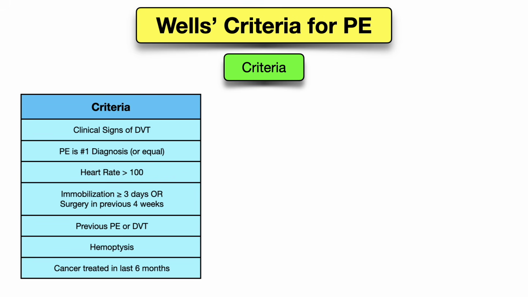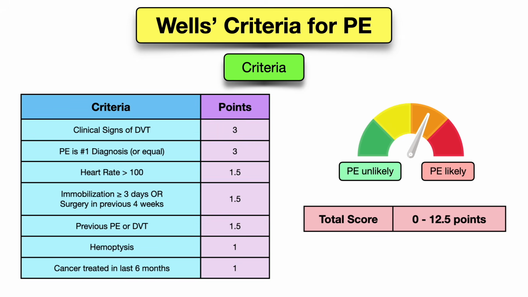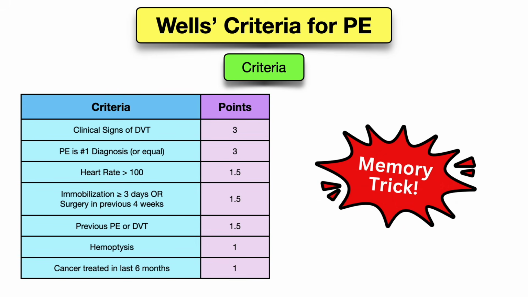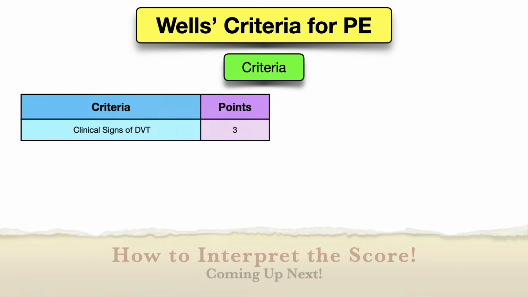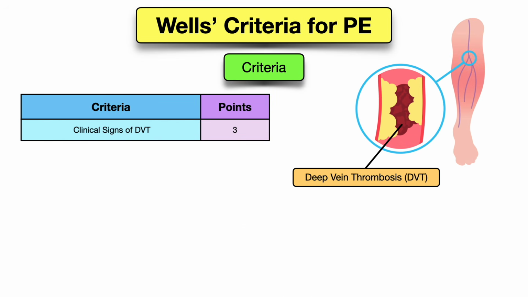So how does the Wells criteria work? There is a set of criteria and each of them have points. The points are then added up to give you a total score, which gives you the probability of a PE diagnosis. There's a memory trick mnemonic at the end to remember all of this, so keep watching. Let's walk through the criteria and their points, and then we'll learn how to apply it and what the score means. First, we have clinical signs of DVT.